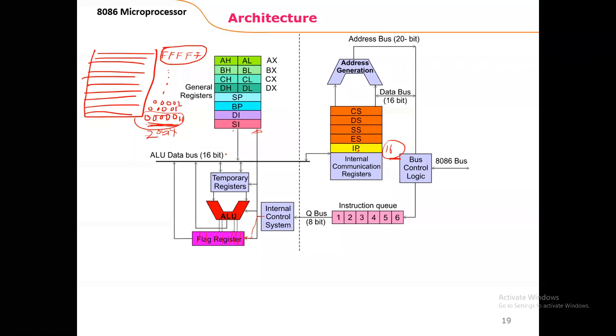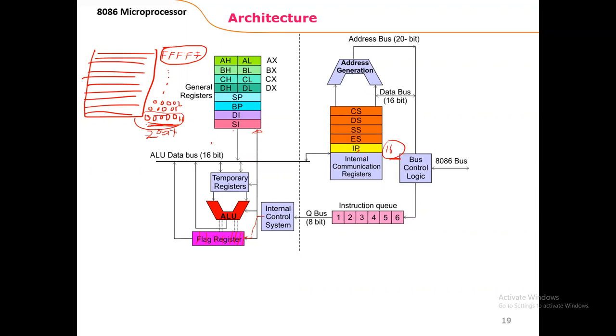This capacity is 16-bit. It's not possible to get 20-bit, sir. But this IP helps the CS, the code segment. This is the 4th segment register.